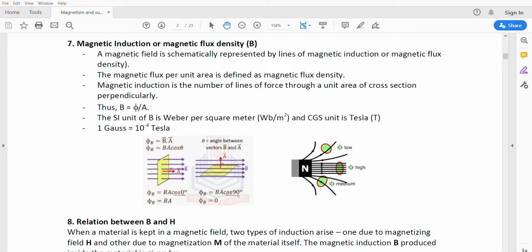Magnetic induction is the number of lines of force passing through the unit area of cross section perpendicularly, and the SI unit of the magnetic induction B is Weber per square meter. We know that the magnetic lines of force are measured in Weber, and lines of force per unit area, that is Weber per meter square, represents the magnetic induction B. In CGS unit it is measured in Gauss. We know that 1 Gauss is equal to 10 power minus 4 Tesla. These are the units of the magnetic induction: Weber per meter square, or Tesla, or Gauss. Generally, Tesla is the usually used unit in the measurement of the magnetic induction.